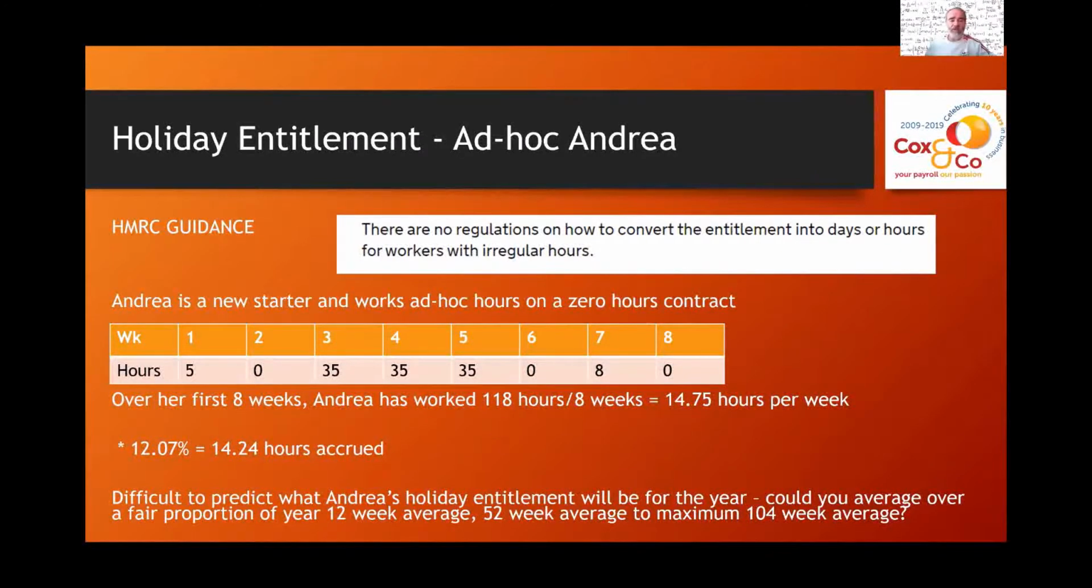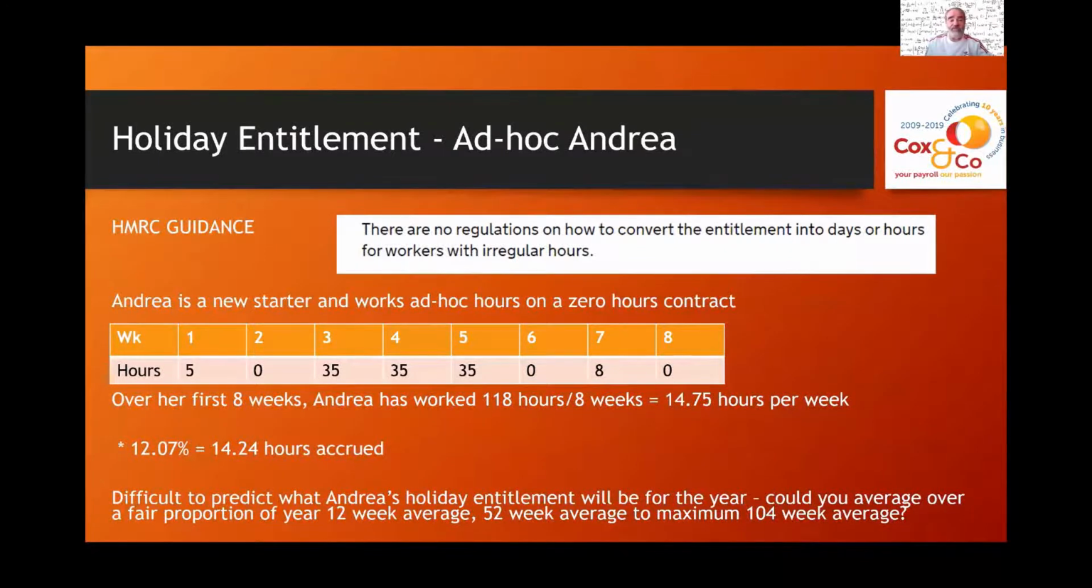And I would still be very tempted to use 12.07% as a good start point. If they've worked 118 hours, and their pay rate didn't change, then 12.07%, 14.24 hours accrued, does equate to 5.6 weeks. But you can also make arguments for a 12-week average. Everyone used a 12-week average historically. You use it in reference to other calculations, so you could continue to use that.